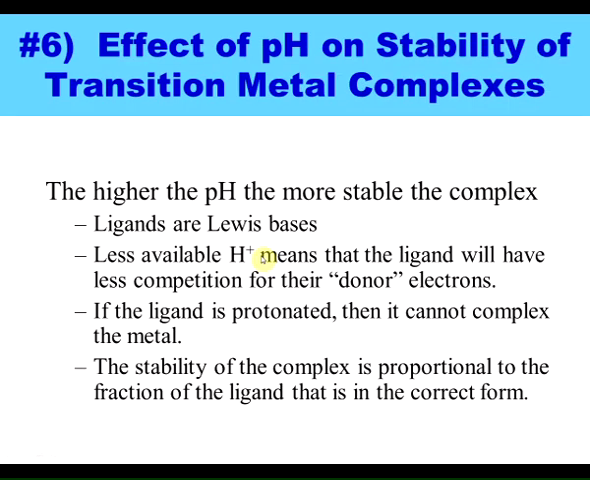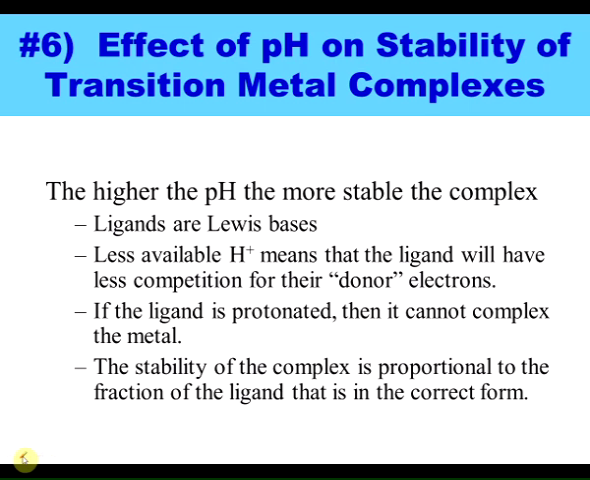Now also, it's not just the basicity of the ligand that affects the stability of the complex, the pH also affects the stability of the complex. So the higher the pH, the more stable the complex is. Now remember, the ligands are Lewis bases, and there are fewer available protons at a higher pH, because at higher pH you've consumed the protons, which means that the ligand will have less competition for its donor electrons. Because if the ligand is protonated, then it can't complex the metal. And the stability of that complex is going to be proportional to the fraction of ligand that's in the correct form, that is, the deprotonated form.